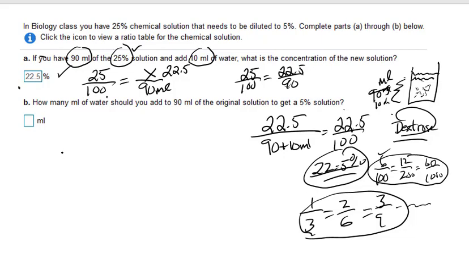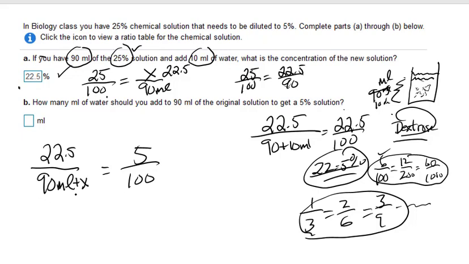So what you have here is 22.5 of the sugar in 90 milliliters of water. That's the solution. But what you want is something that has 5 per 100. So I'm just going to have to dilute this. I'm going to add to the solution. So I'm not going to add any more dextrose, but I'm going to keep adding water until it's equivalent to this.